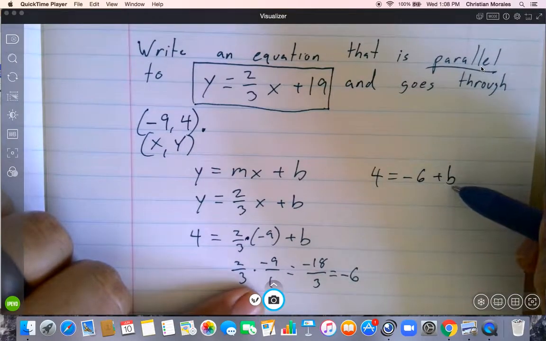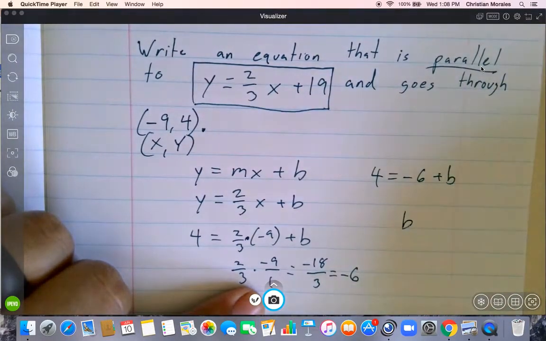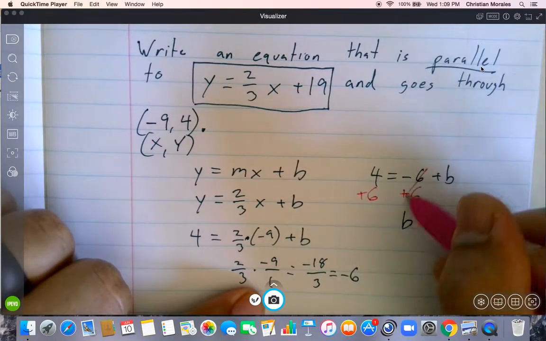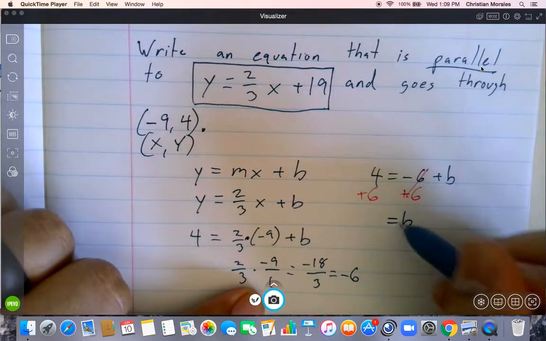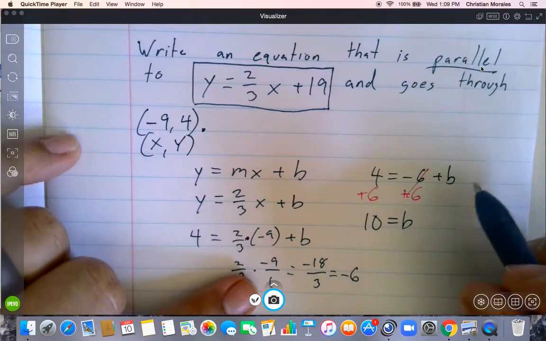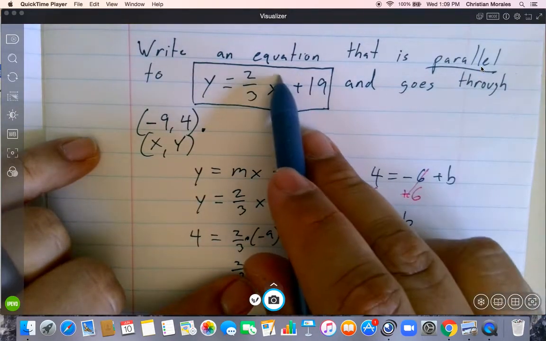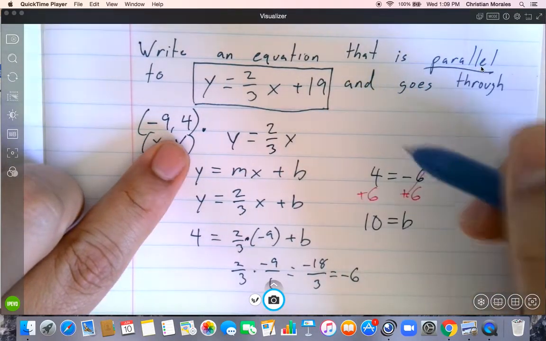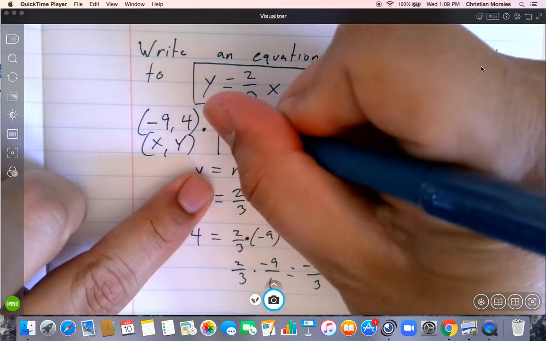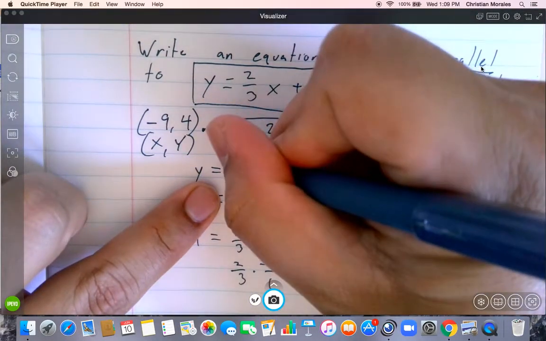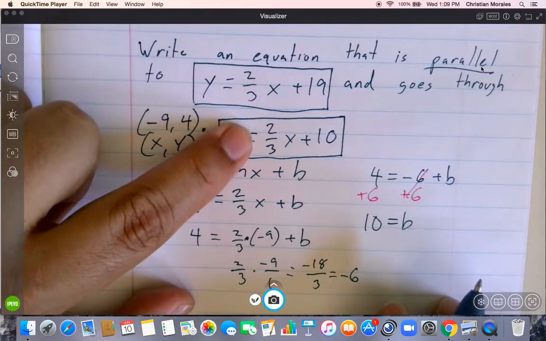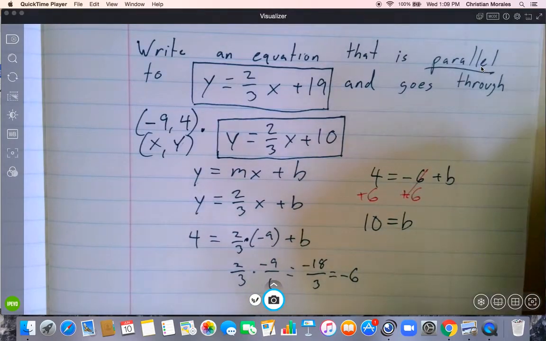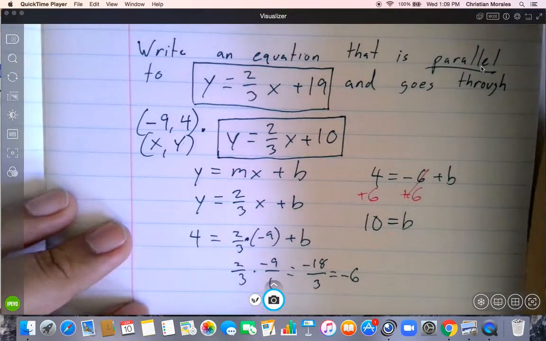Now, if I want to solve for b, it needs to be by itself, which means you have to cancel out the negative 6 that's with it using inverse operations. Now you get b equals 10. So the line that is parallel to this, that goes through this point, is y equals 2/3 x plus 10. This is the other line that is parallel to that line. And they have the same slope, and the y-intercept is different. And that's how you do it. Okay? That's how you find the equation for a line that's parallel.